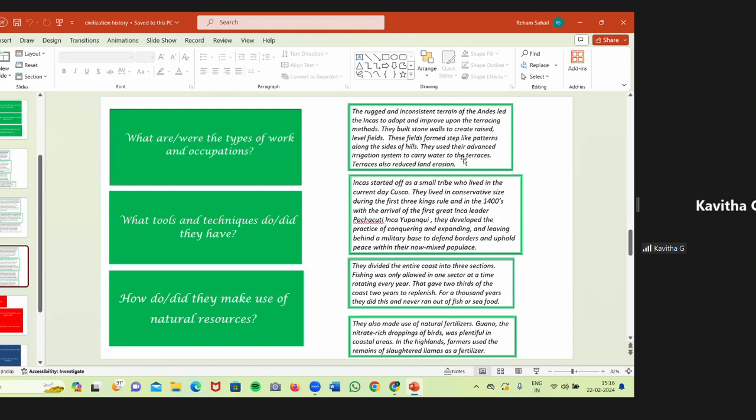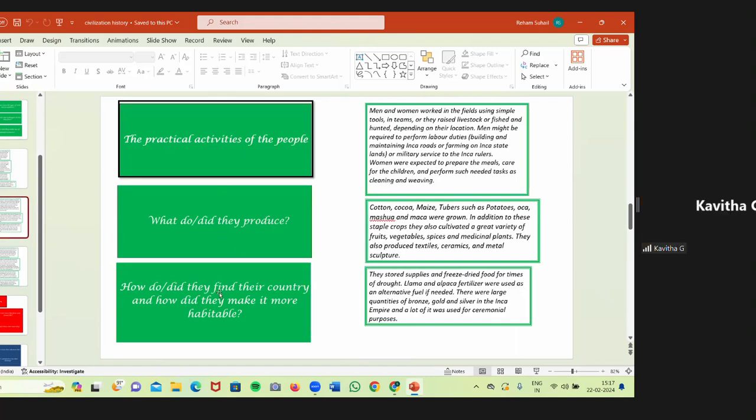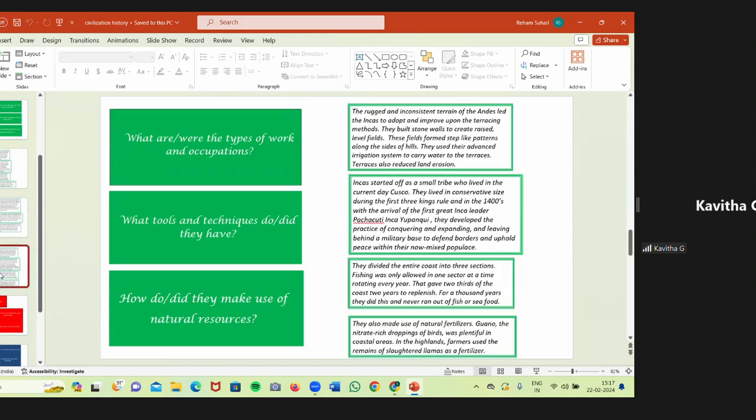Now, which question do you think it fits here? We have: what are or were the types of work and occupations? What tools and techniques do or did they have? How do or did they make use of natural resources? Do we have more questions, Shakina? Yeah, ma'am. Here, the two questions are in the previous page: what do or did they produce? How do or did they find their country, and how did they make it more habitable? Which of these questions do you think that card fits?